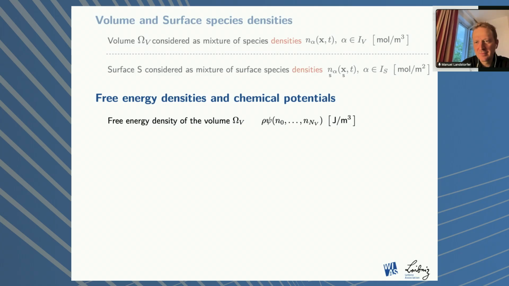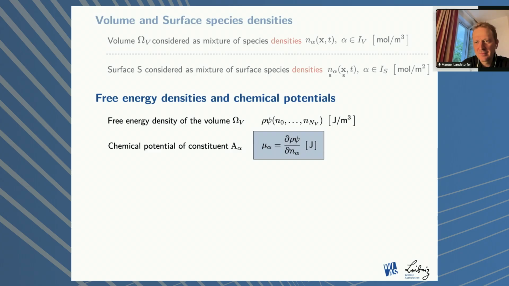Here, for instance, N0 to NV. So you have NV species, for instance, in an electrolyte consisting of a solvent, some anions and cations, you would have 3 species. And by mu alpha, we denote the corresponding chemical potential, which is just the partial derivative of the free energy with respect to molar concentrations.